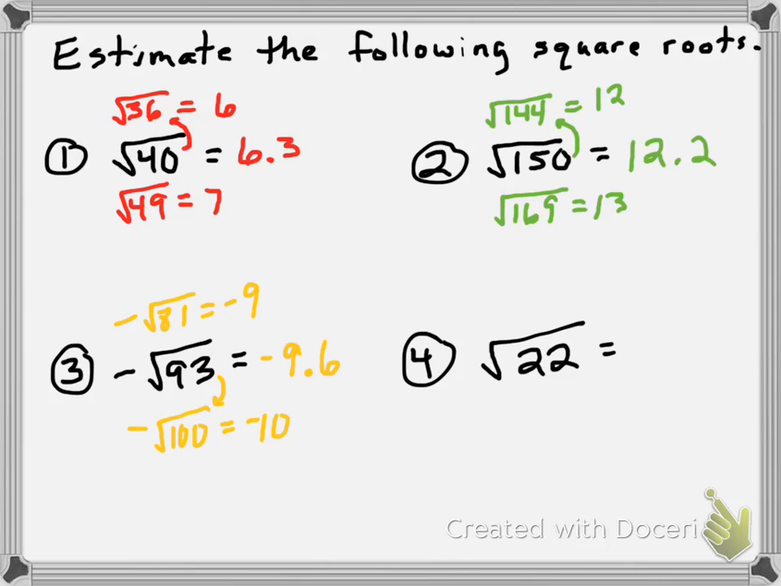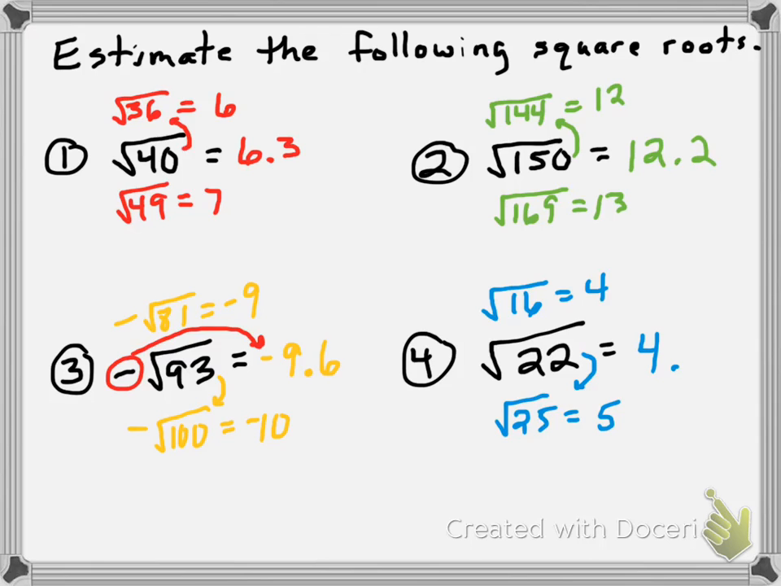Alright, so number 4, square root of 22. Well, the two perfect squares I know are 16 and 25, and that's 4 and 5. So I know I'm in between 4 and 5. Well, 22 is closer to 25, so I'm going to be closer to 5, so 4.7. And really, if you pick 4.6, 4.7, 4.8, 4.9, any of those are fine, because it's just an estimation.